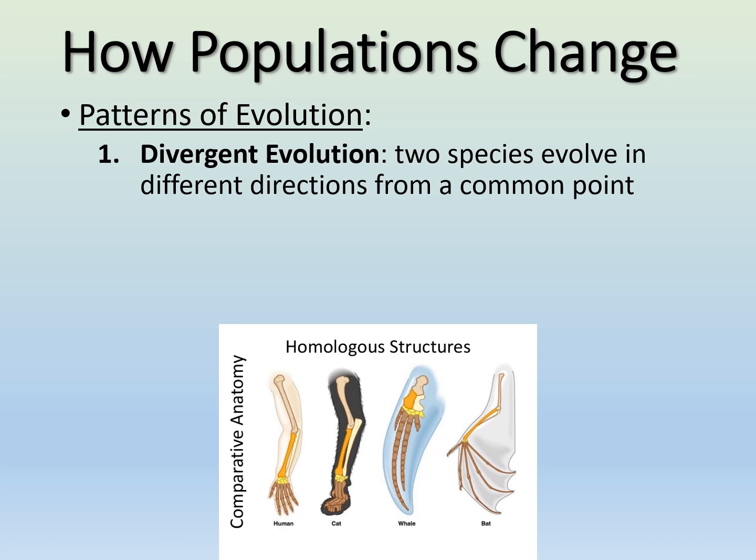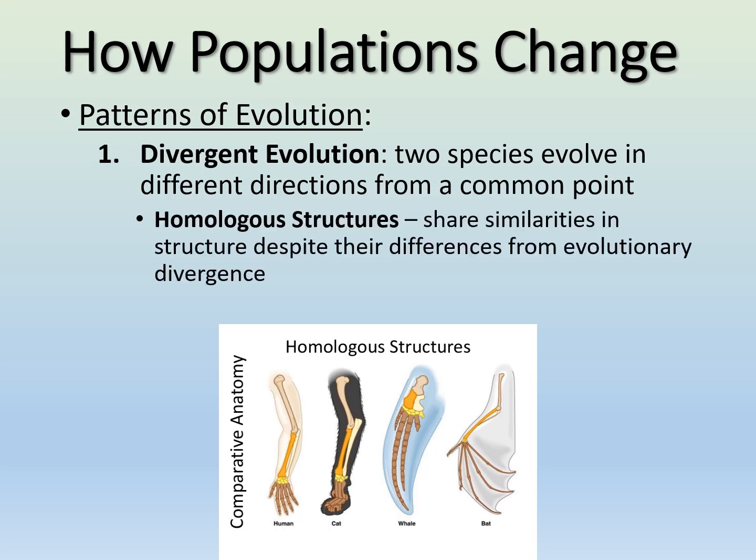This is where we're talking about two different species that have evolved in different directions from a common ancestor or a common point. So for example, the dog and the wolf and maybe the coyote, right? They are three different species because they can't interbreed, they can't produce fertile offspring, but they have come from a common ancestor, okay? So that is divergent evolution.